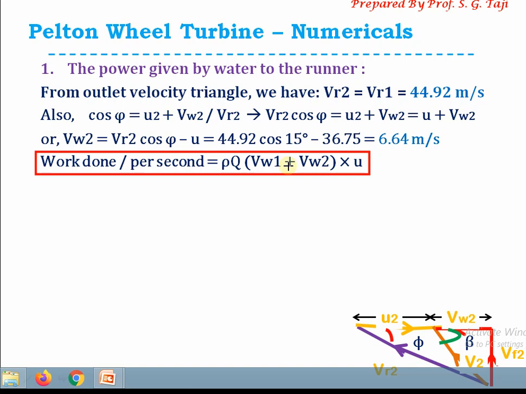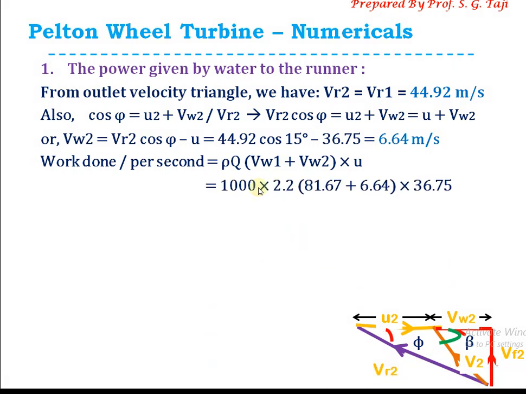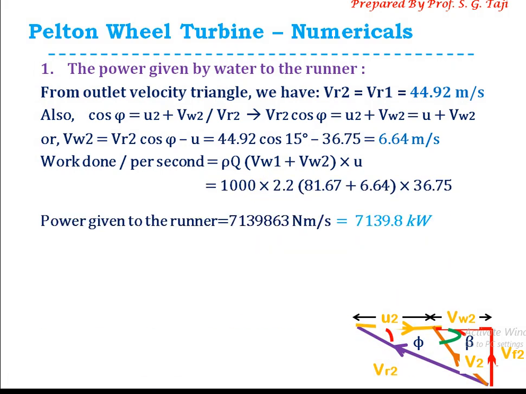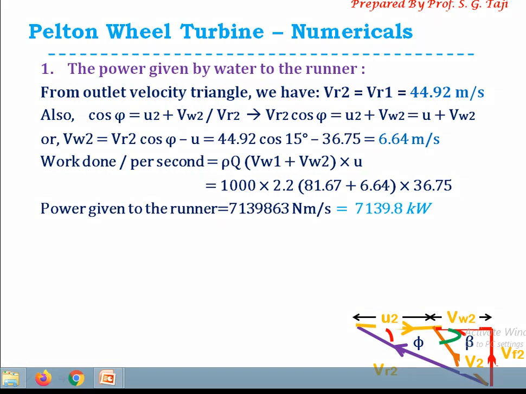So here a multiplied by v1, I am going to replace it with the Q because they haven't mentioned the diameter of the jet and they have directly given Q to me. So instead of going to calculate the area and all, I am just directly putting a multiplied by v1 as Q. So my work done per second equation will get modified slightly here, and I am going to put the values of all the parameters in this equation. So I can get the work done per second, or power given to the turbine, as 7139.8 kilowatt. So this is my power given to the runner.